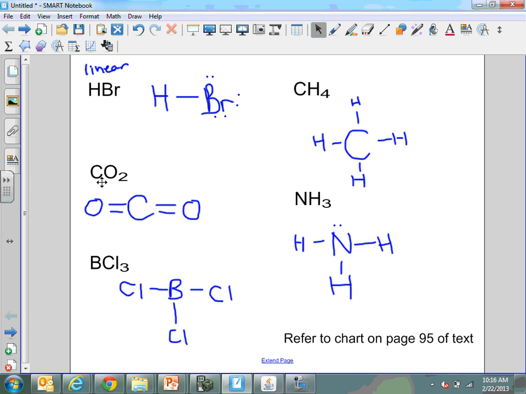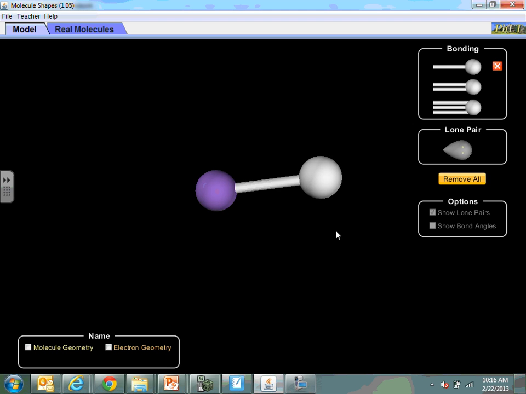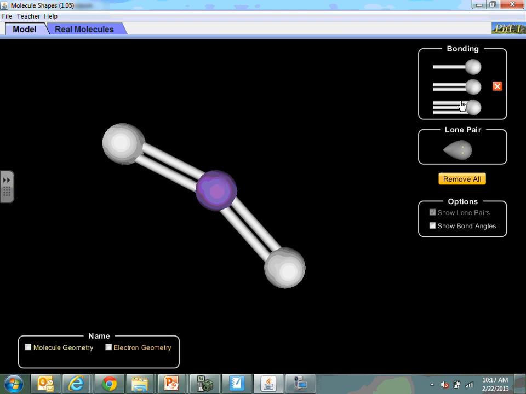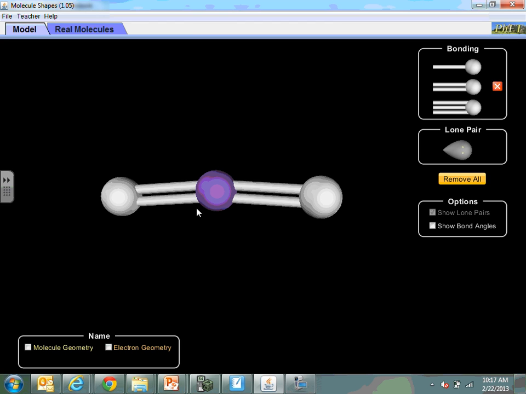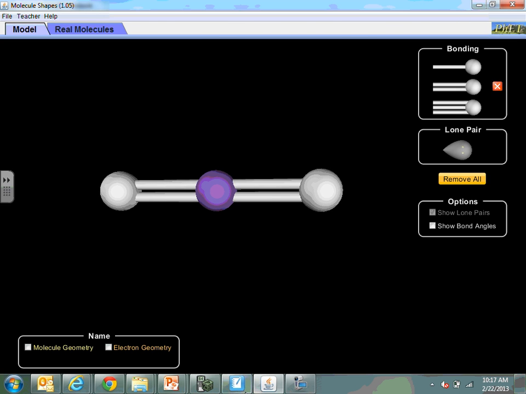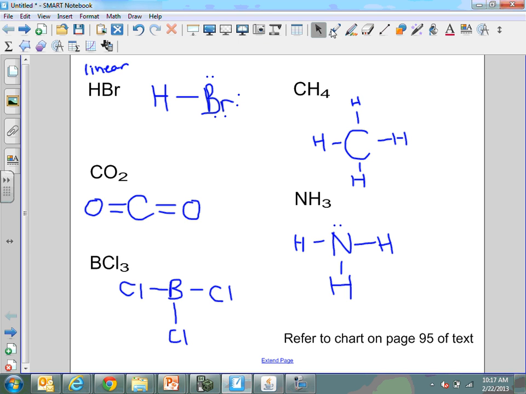So something like this, CO2. If I were to create the VSEPR shape for this, carbon would be my central atom, and then I've got two oxygens. The double bonds act like a single bond. So in this case, I also have a linear structure. And we would call this linear, you could call it a triatomic, because we do have three atoms as opposed to only two here. This would be a diatomic.